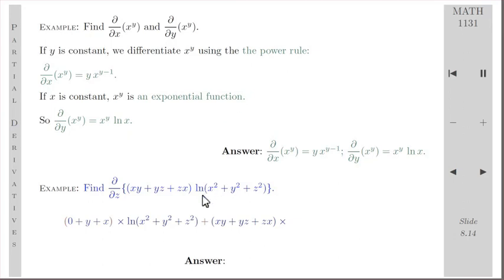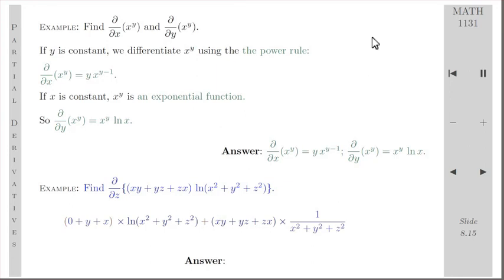Now I have to use the chain rule. First I differentiate the outside. The outside is ln. When I differentiate ln, I get the reciprocal of what's inside times derivative of the inside. The inside is x squared plus y squared plus z squared. I'm differentiating with respect to z, which means I treat x and y as if they are constants.